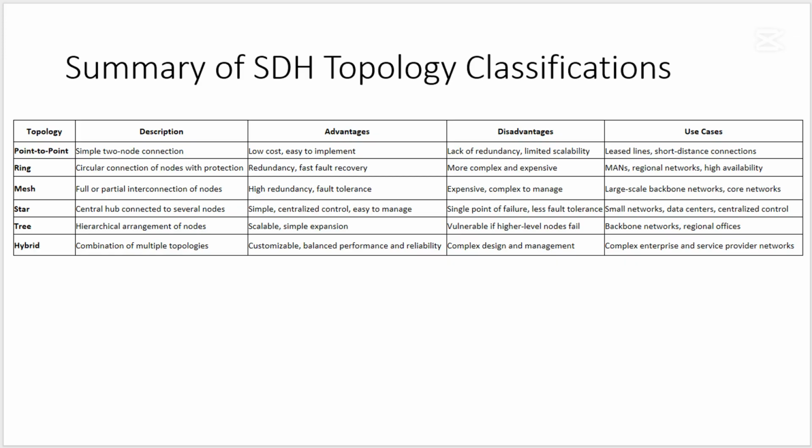Whether it is the simplicity of point-to-point design, the redundancy of ring, the high availability of mesh, or the scalability of tree topology, understanding the various SDH topologies is crucial for optimizing the network architecture for both performance and reliability. So here is the summary of the SDH topologies. Okay, so that's all for this part 2, SDH basics. Thank you.